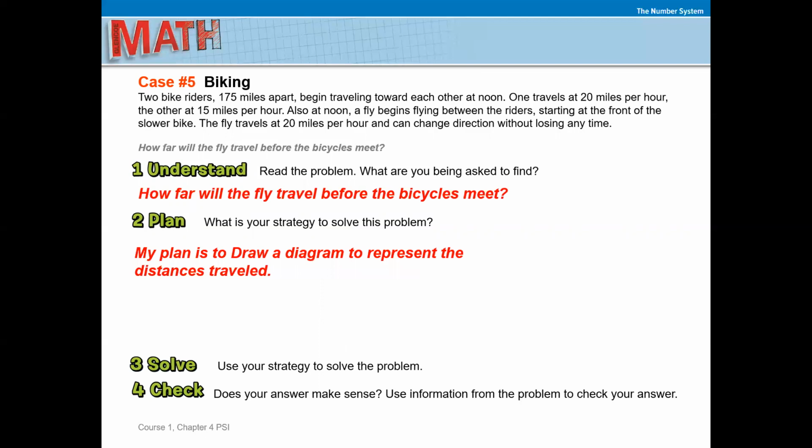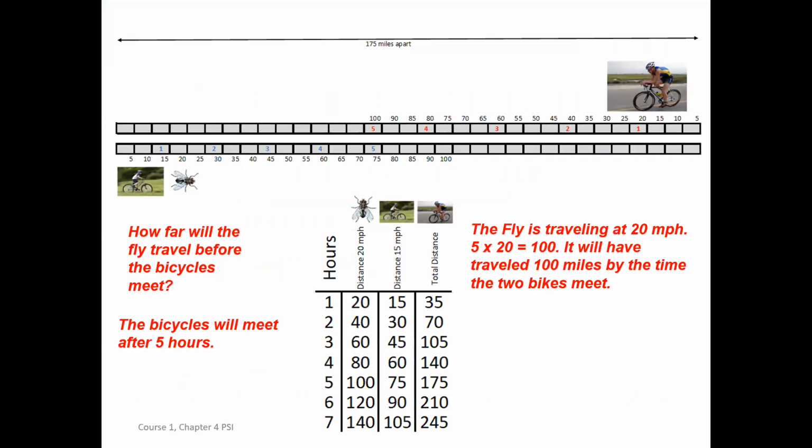Understand the problem. What are you being asked to find? How far will the fly travel before the bicycles meet? What's your plan? What is your strategy to solve the problem? My plan is to draw a diagram to represent the distances traveled. I've made a diagram. The bicycle traveling at 20 miles an hour.